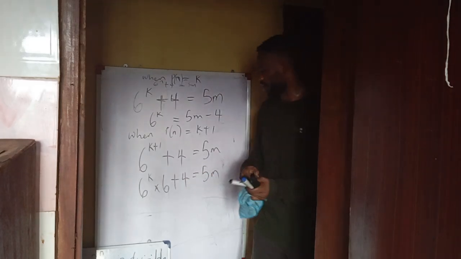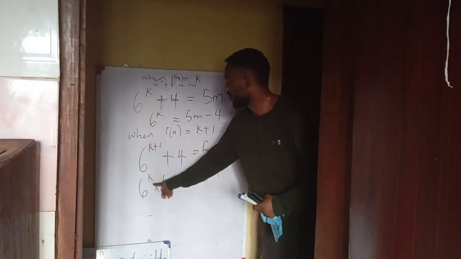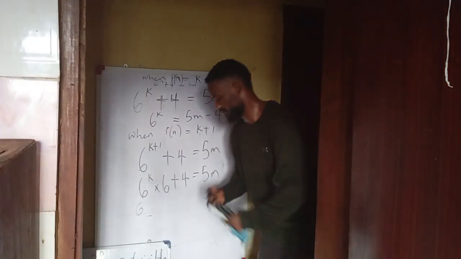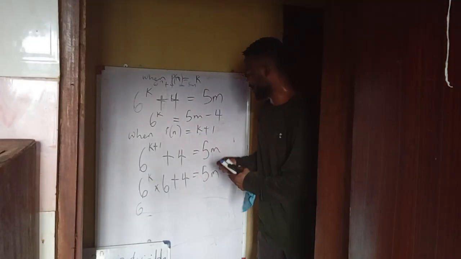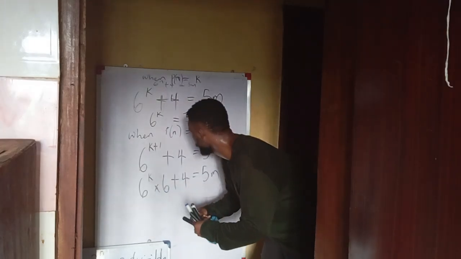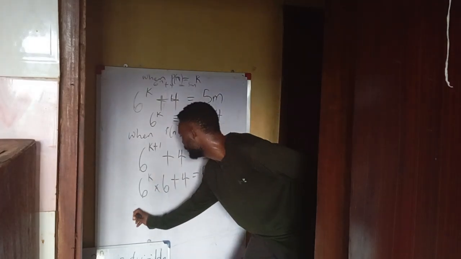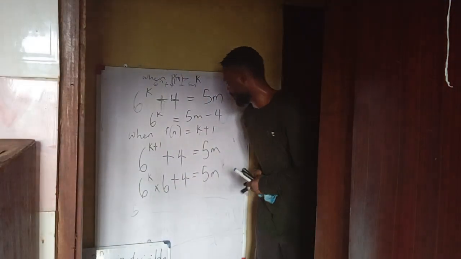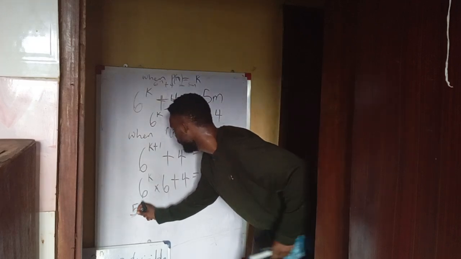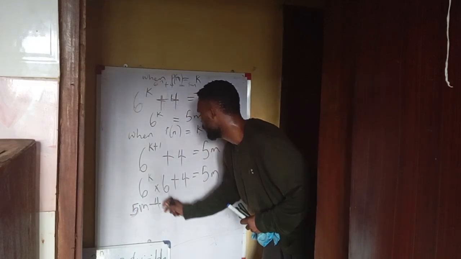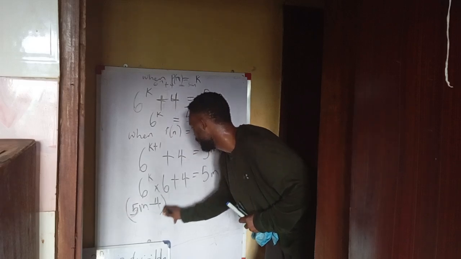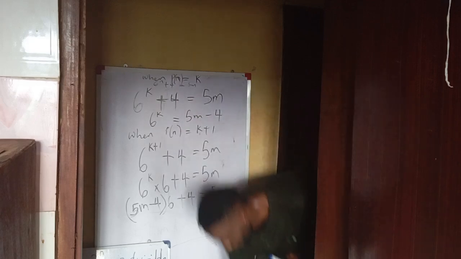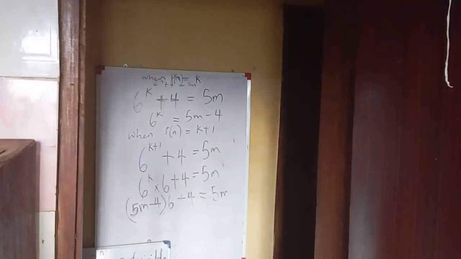So just come here. The value of 6 raised to power k, which is 5m minus 4, substitute it here. So I have 5m minus 4 all into 6, plus 4 is equal to 5m. I didn't refill these markers and it's misbehaving now. Okay, one minute. Let me see if I can refill my marker.